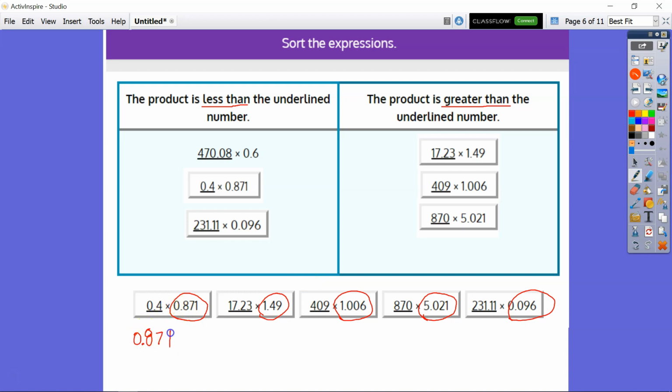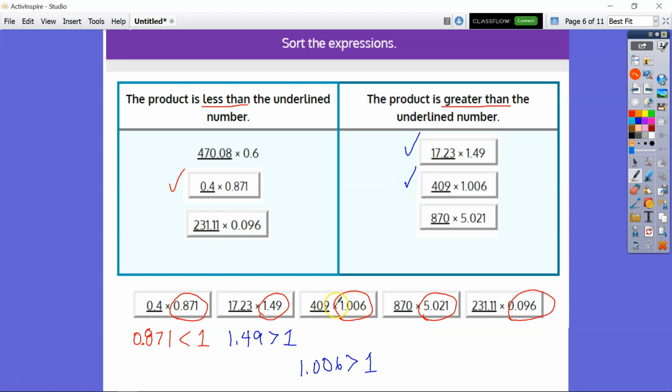The scaling factor was 871 thousandths, and we said that that's less than 1. So we know that this is going to go on this side here, the less than side. Next one, 1 and 49 hundredths is greater than 1. So we know that that went over here. Then we said 1 and 6 thousandths is greater than 1. So we know that that was also on the greater than side.